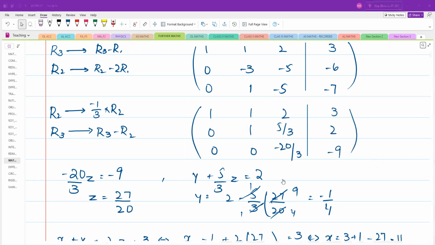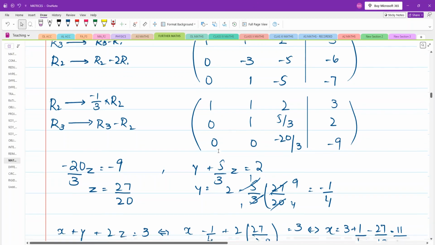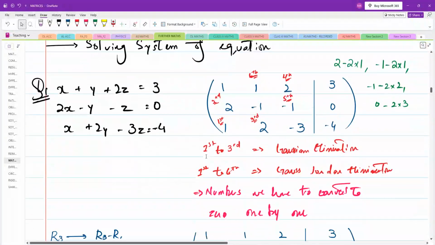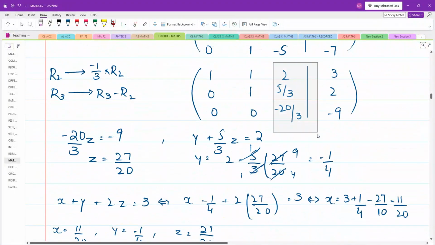Was that understandable? Now that we are done here, we can find the values for x, y, and z. This column was for variable z, which means minus 20 over 3 z is now equal to minus 9. If we solve this, we get z equals 27 over 20.